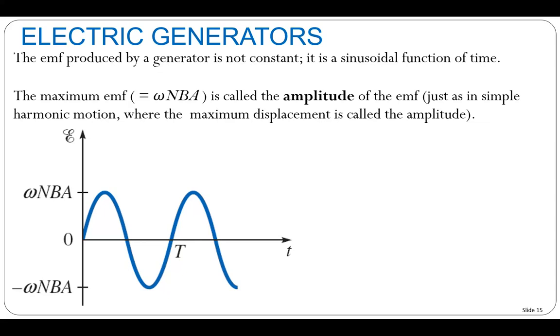So, this is what the voltage output is going to look like. It's going between omega NBA, which we said was 170 volts, to minus omega NBA, minus 170 volts, and it has a frequency of 60 hertz. We call this an AC signal, alternating current signal. For lab tomorrow, we're going to be dealing with AC circuits.